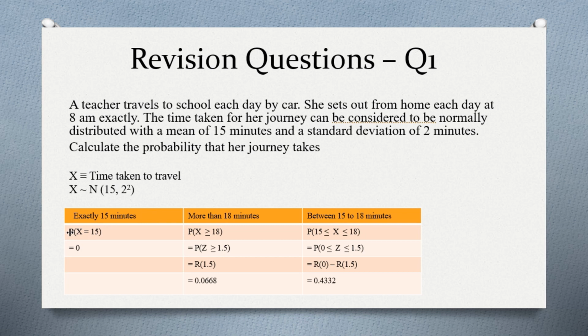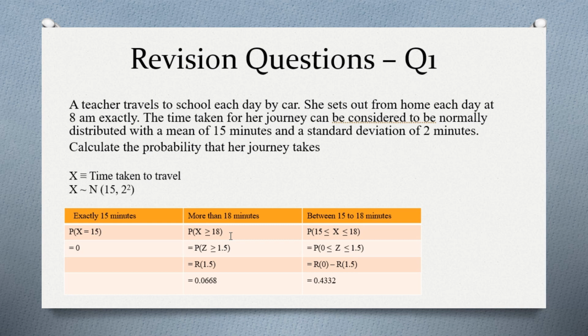Now, if it's normal distribution, exactly 15, it will be 0. You don't need to change to z-score and find, because if it's exactly, the probability will be 0 for normal distribution only. All right, more than 18 minutes, because this is normal distribution, it will be more or equals to 18.